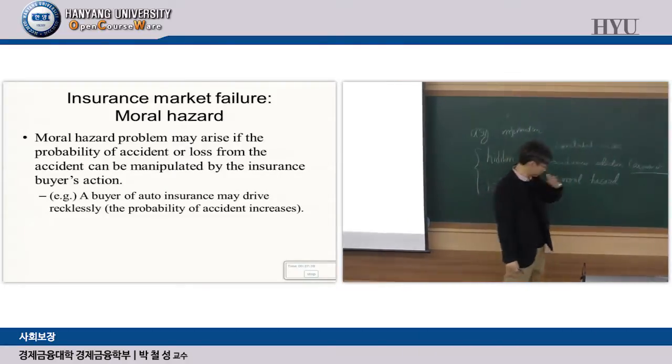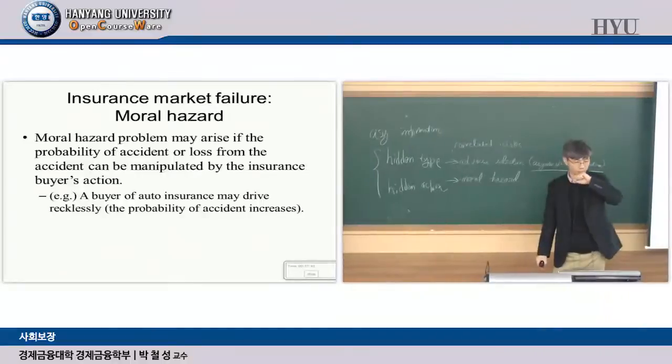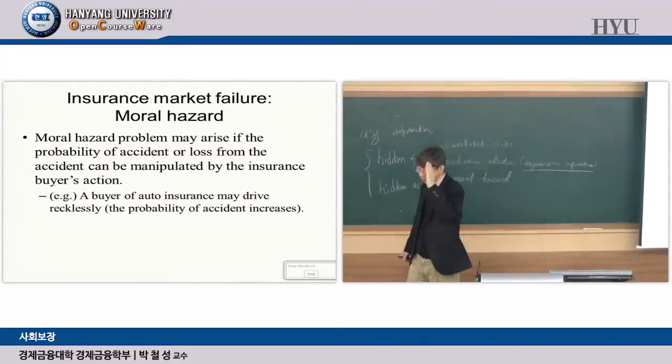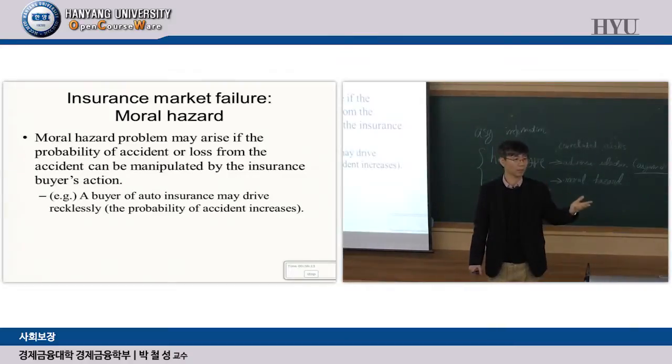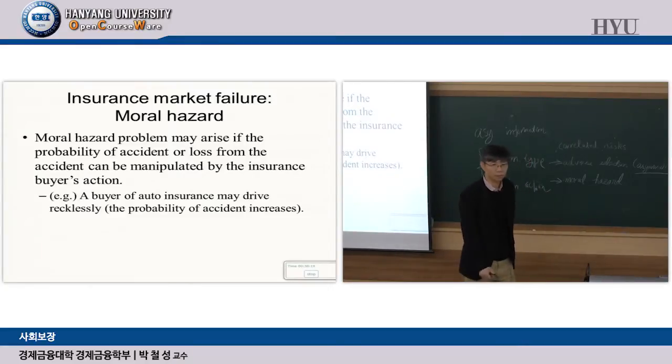So what happens if, when you sell the insurance, you thought the probability of having a car accident is 5%, but it turns out that the buyer of your car insurance just drives recklessly once they get the insurance policy. Now suddenly that probability goes up from 5% to 10%. Now what? You are making a loss because you sold the insurance assuming it's 5%, but it turns out to be 10% because everybody is driving recklessly. If that problem is serious, obviously that is a big problem for the insurance companies.